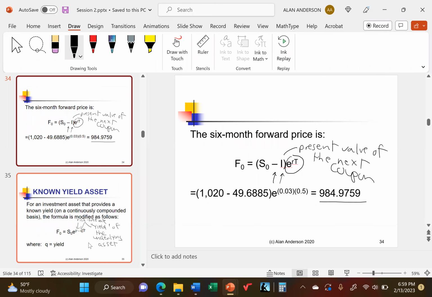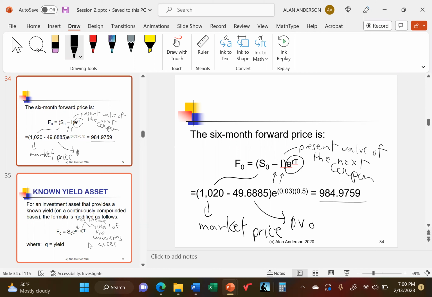You can see what we've done here: here's the market price of the bond, which is our spot price. This is the present value of the next coupon. And then, of course, this 3 is the 6-month rate of interest, and this 0.5 represents half a year because that is 6 months. If you plug in all those numbers, what this is saying is that the forward price, the price that you would expect to pay for a 6-month delivery of the bond, is $984.9759.